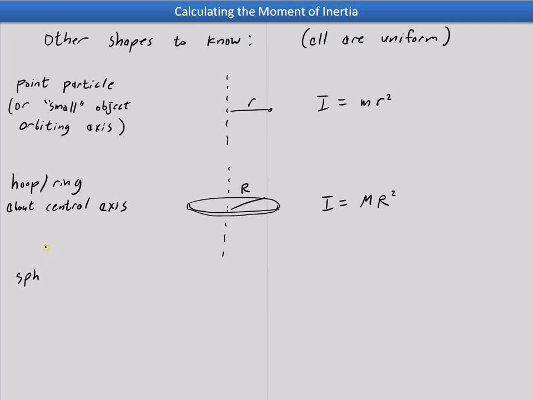Let's try one where the mass isn't all at the same distance. We'll do a spherical shell about its polar axis. So this would be like a hollow Earth. And no, the Earth is not hollow.